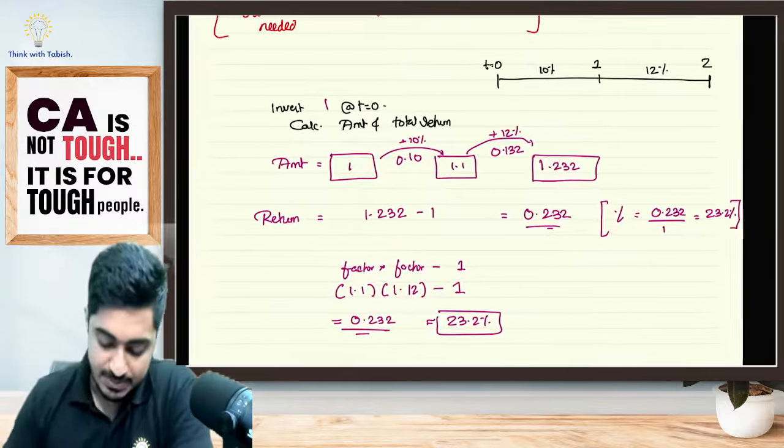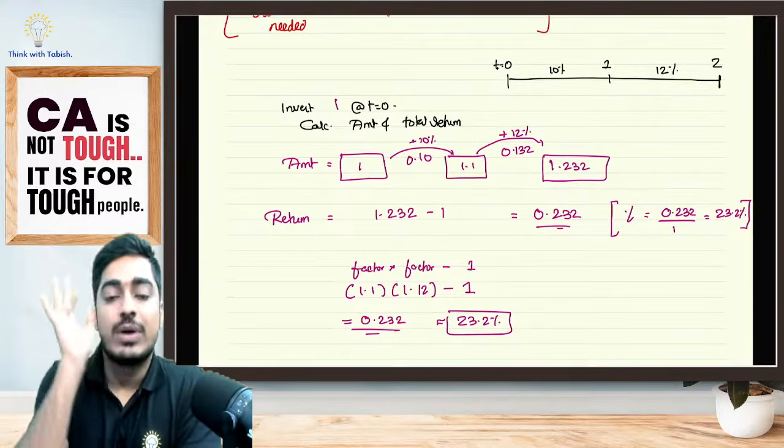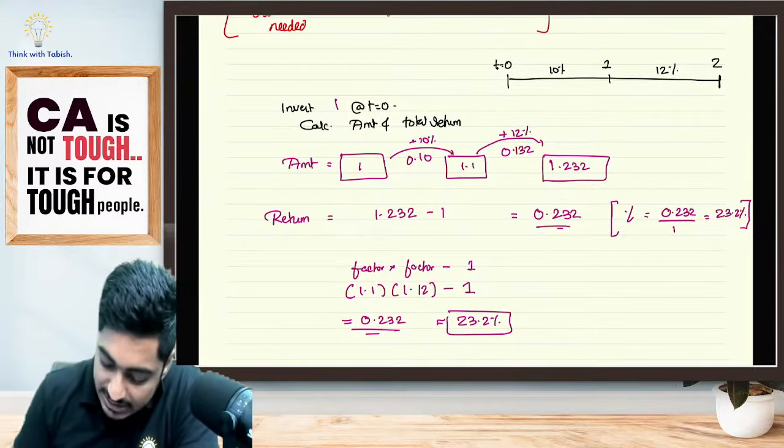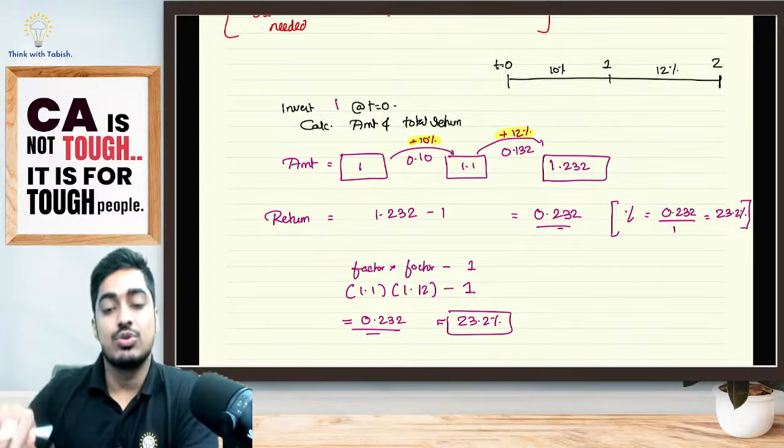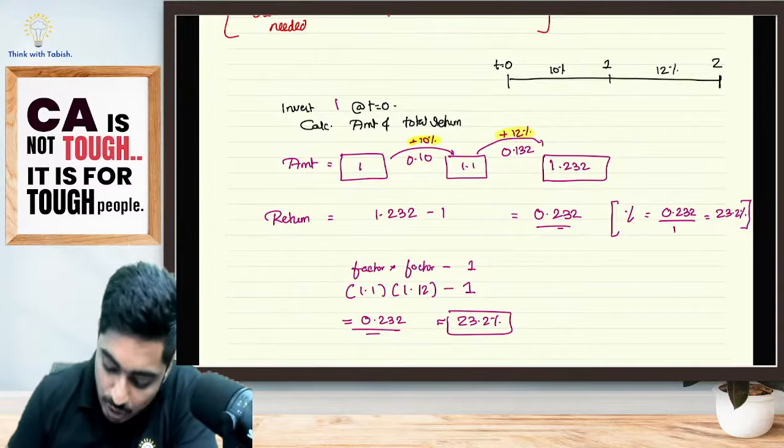Now, how do I explain it? Simple. Imagine today I invested 1 rupee. First year, I want 10%. Second year, I will be getting 12% interest. Total, how much will I be getting? I will tell you, boss, 1 rupee I invested.